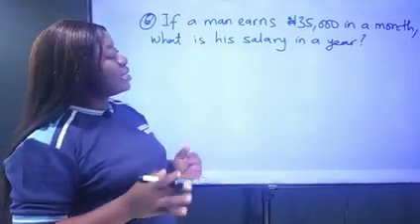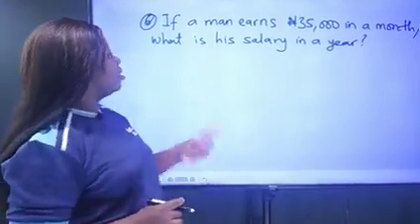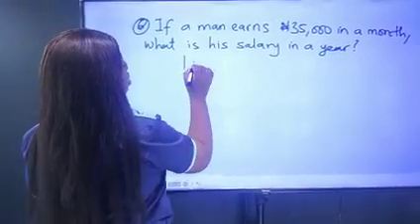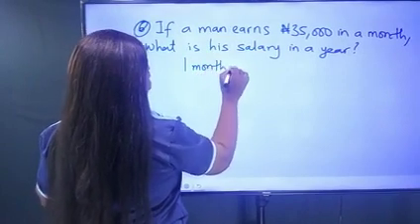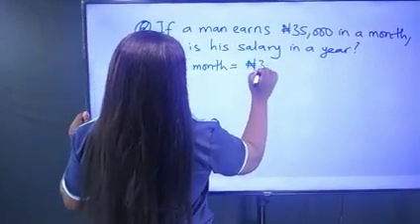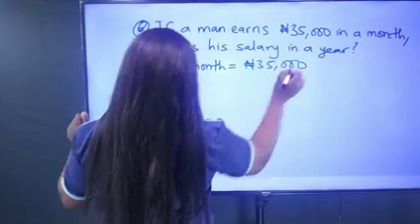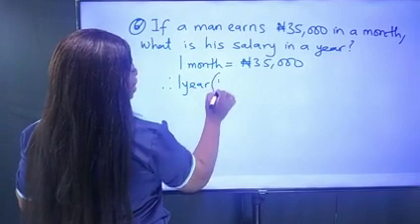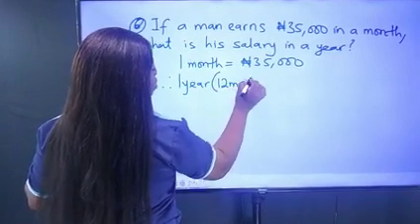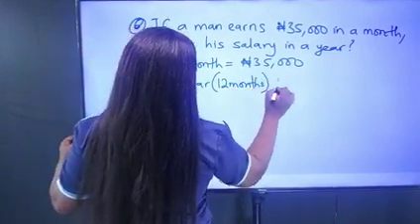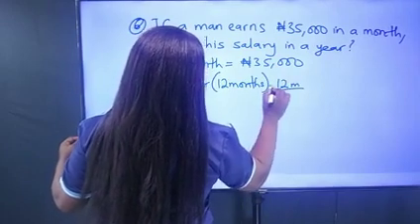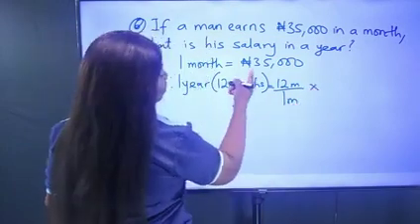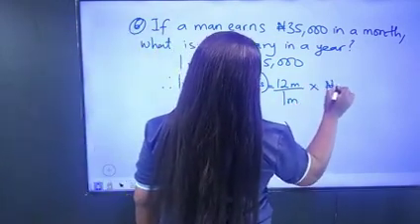If a man earns 35,000 naira in a month, what is his salary in a year? Now 1 month salary is equal to 35,000 naira. Therefore 1 year, and 1 year is equal to 12 months. So that will be 12 months divided by 1 month times 35,000 naira.